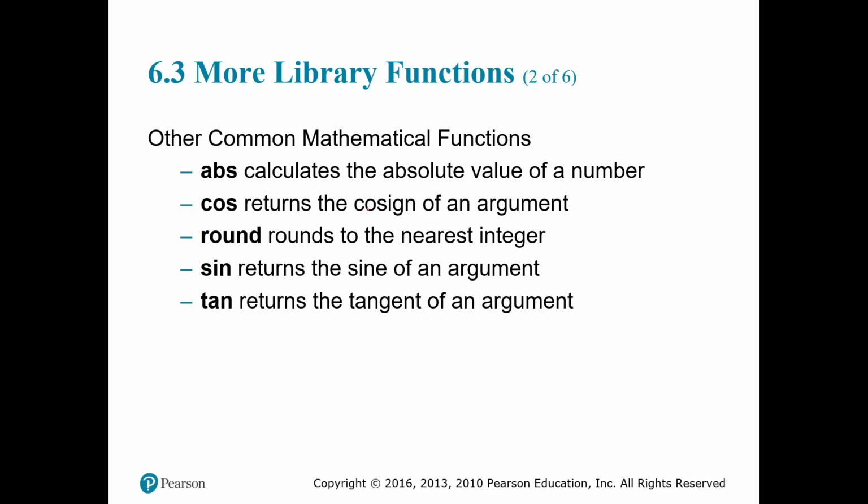So ABS calculates the absolute value of a number. Then we have the cosine function. It returns the cosine of an argument. Then we have round, which rounds to the nearest integer. Then sin returns the sine of an argument. And we have tan, which returns the tangent of an argument.